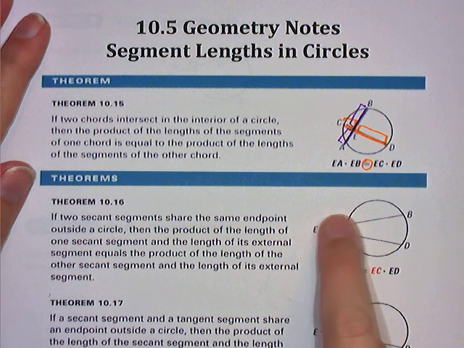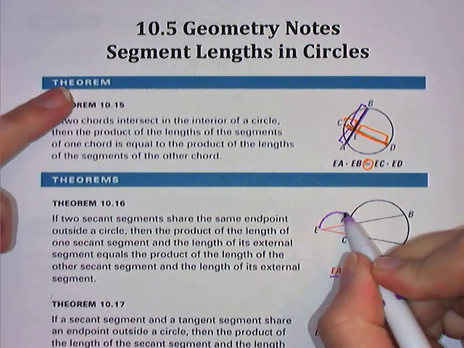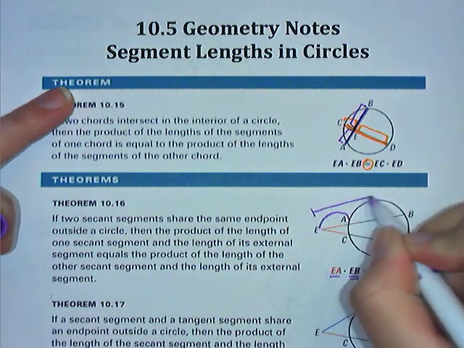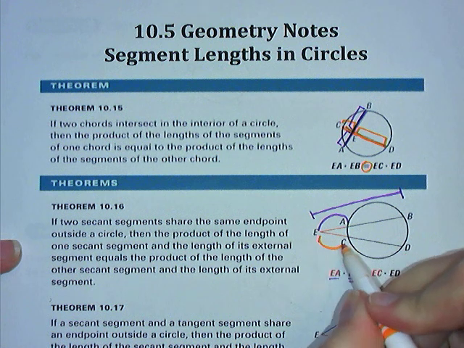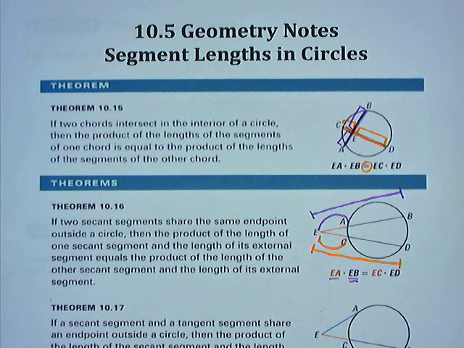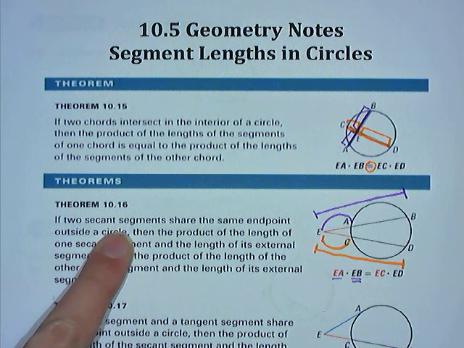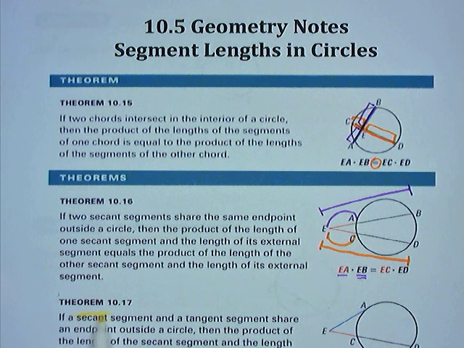If you have two secants, it's a little bit different. You take the outside portion, EA, and you multiply it by the entire segment. So you have to find the length of that whole segment. And then you just follow that same pattern on the other side. So outside, whole thing. And then you just solve it. Usually you're trying to solve for x. That is two secant segments.